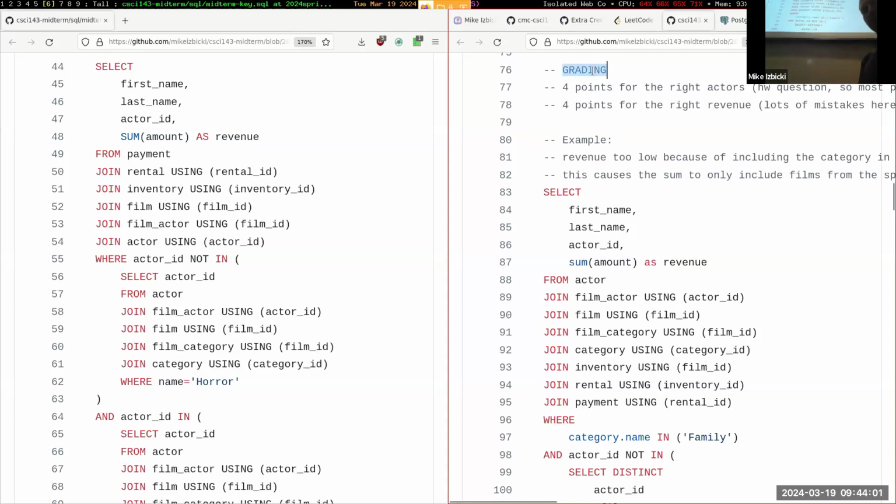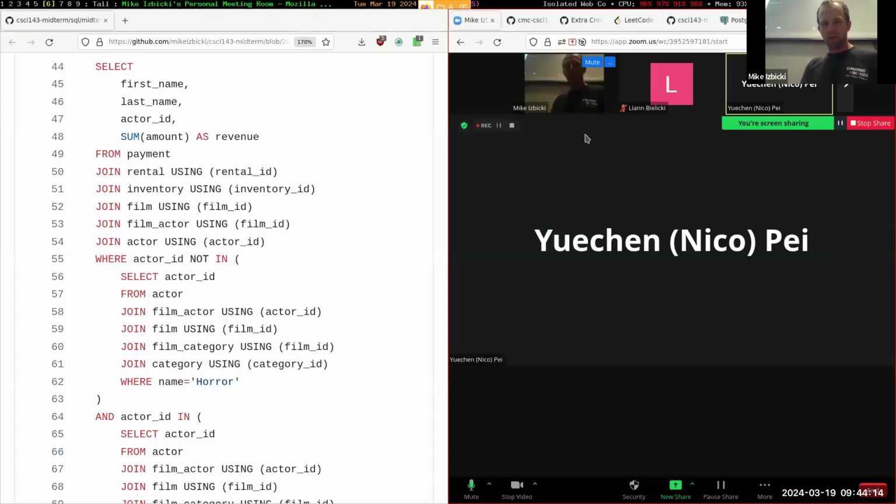Maybe just quickly before doing that, grading notes. So it was, again, the problem divided up into these 2 parts here, getting the actors and the revenue. 4 points for the actors, 4 points for the revenue. Most people did well on that first part, less well on that second part.